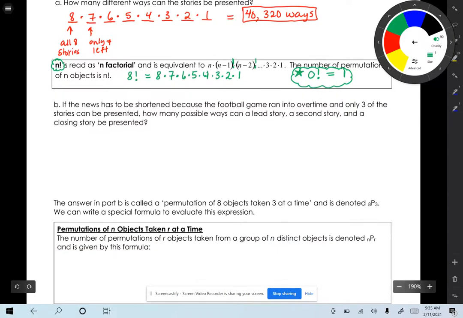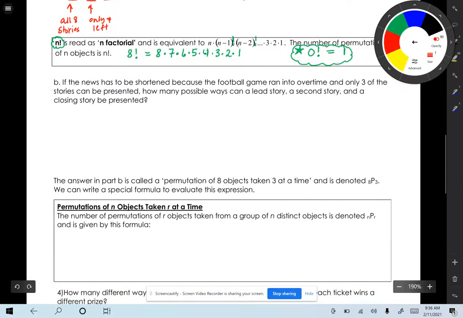Okay, part B. If the news has to be shortened because the football game ran into overtime and only 3 of the stories can be presented, how many possible ways can a lead story, a second story, and a closing story be presented? So this is the proper way to notate this. Yep, P stands for permutation. There's 8 possible stories, but you're going to select 3.